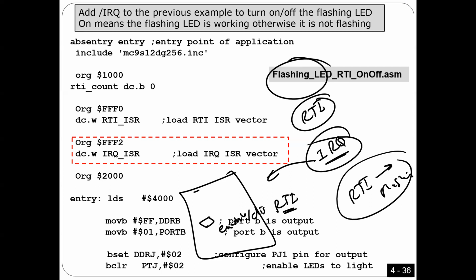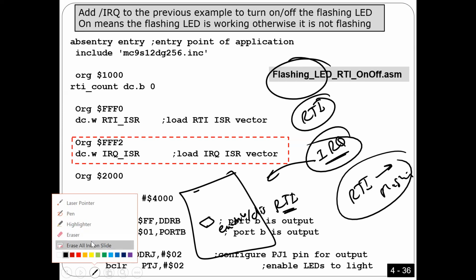What I'm saying is that every time I press the push button, you are going to trigger IRQ. IRQ is going to flip the enable bit of RTI, to turn the flashing on and off. You got what I'm saying? Anyway, very simple. So let me choose a program here. How can you make it?